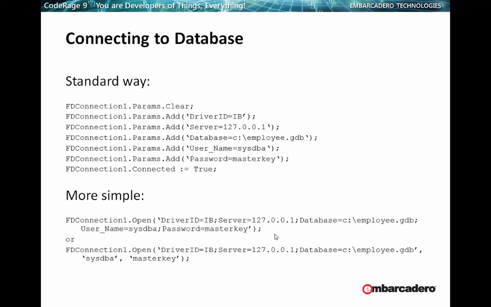Next, what I want to talk about is how we can configure a FireDAC connection. The standard or classical way is to fill in TFDConnection.Params. But FireDAC offers several overloaded TFDConnection.Open methods which allow you to specify a FireDAC connection string, and then you will get more compact and simpler code. You see here two calls. The first one accepts a full connection string, and the other one accepts a connection string and username and password as separate parameters.